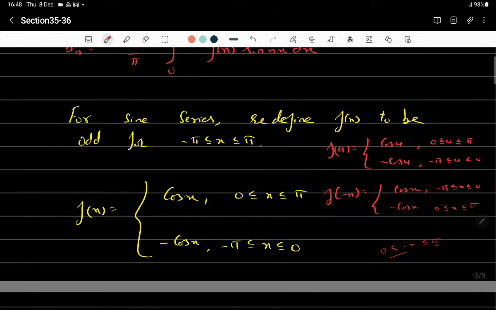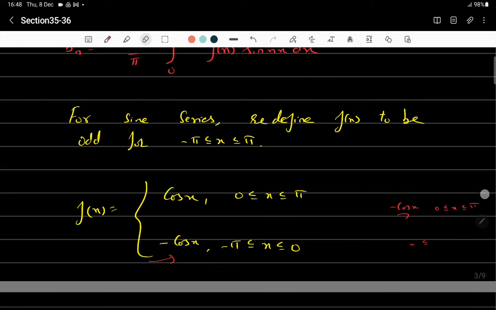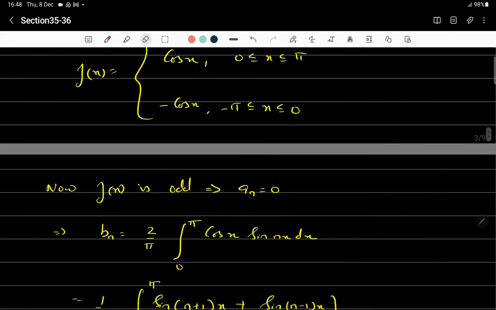So now you can see here that for 0 to pi it is cos x, but f of minus x is, from 0 to pi, minus cos x. Similarly from minus pi to 0 f of x is minus cos x, and here it is minus of minus cos x. So therefore clearly f of minus x is minus f of x, and this is why we redefine it so that it remains an odd function. Now since it is an odd function, I can use the formulas. So clearly an would be 0.